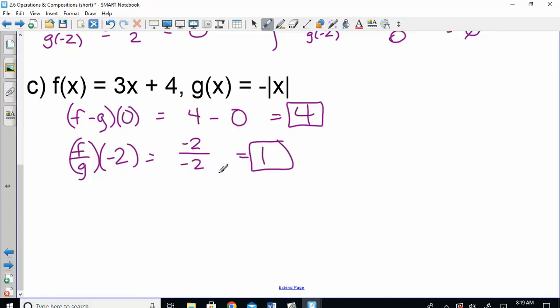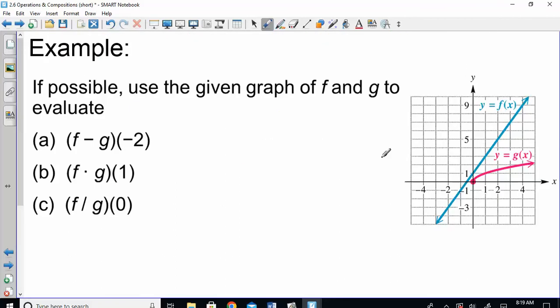Yeah. First one. I did good on the first one, not the second one. Yeah. All right, let's look at a graph again.